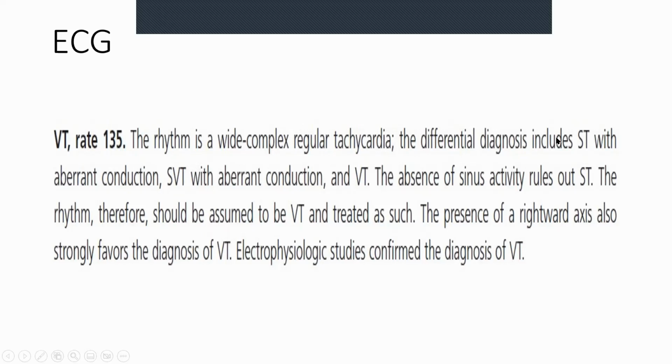So the differential diagnosis includes sinus tachycardia with aberrant conduction, supraventricular tachycardia with aberrant conduction. Now, aberrant conduction means that you've got bundle branch blocks as well, which are also suspected over here, and ventricular tachycardia. So the absence of sinus activity rules out a sinus tachycardia. The rhythm, therefore, should be assumed to be ventricular tachycardia and treated as such. Okay, and the presence of a rightward axis always strongly suggests in favor of ventricular tachycardia. Right. Now, after that, electrophysiological studies confirm the diagnosis of VT.